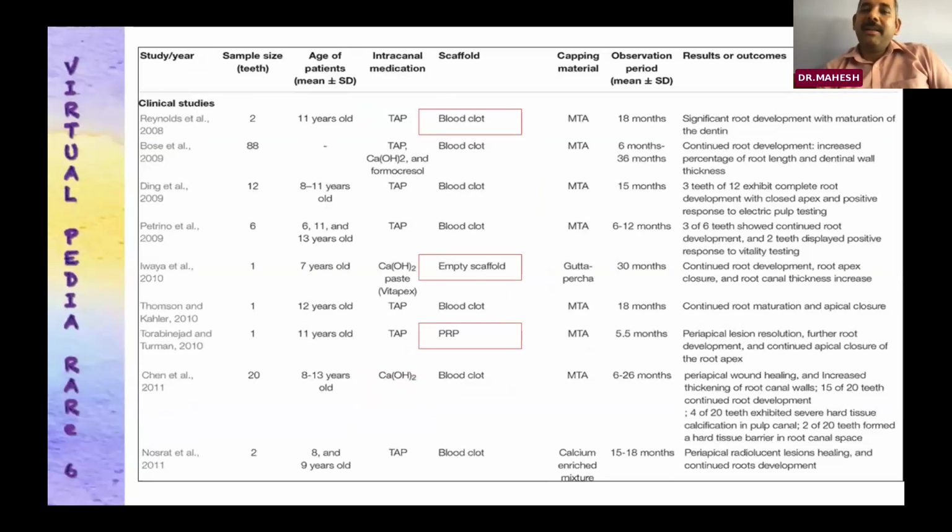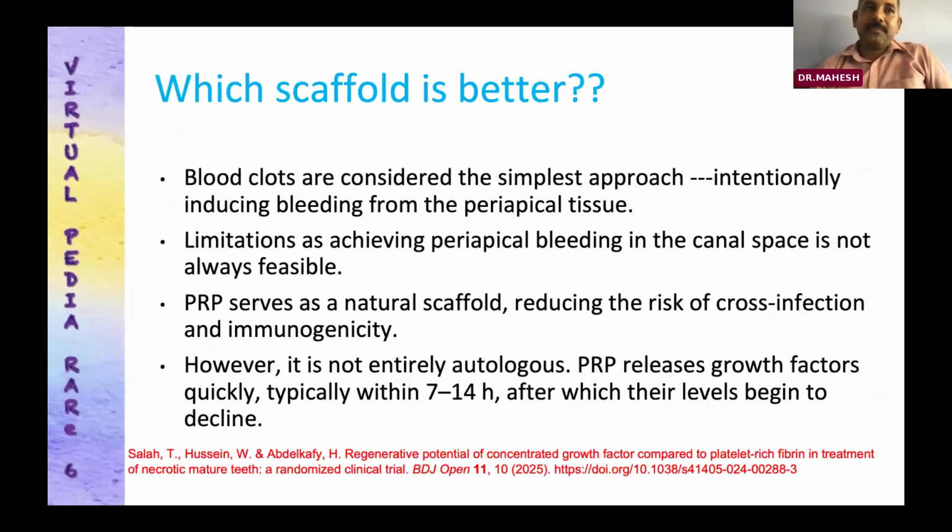So it took a minimum of 18 months to 3 years for the root development to complete when we use a triple antibiotic paste and a PRP material with an MTA capping material. So this is the long-term follow-up of a case report which is there in the literature.